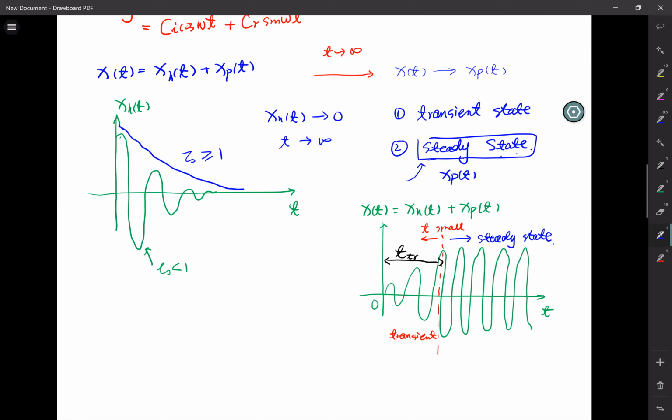But right now, let me give you 3 conditions. Condition A: zeta smaller than 1. Condition B: equal to 1. And condition C: greater than 1. So which condition would you choose to reduce the TTR? A, B, or C? B, right? B.